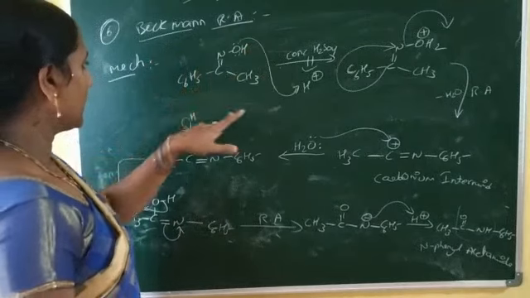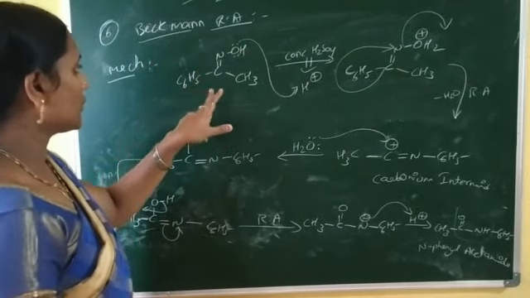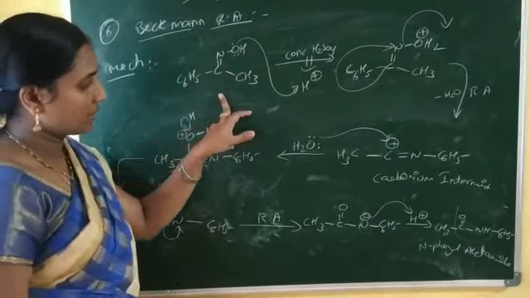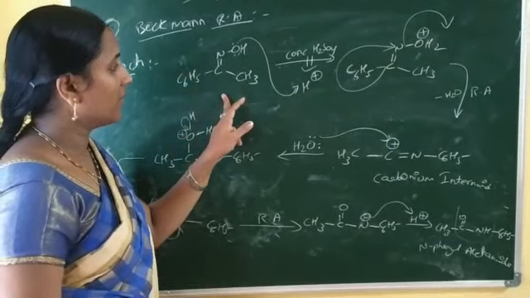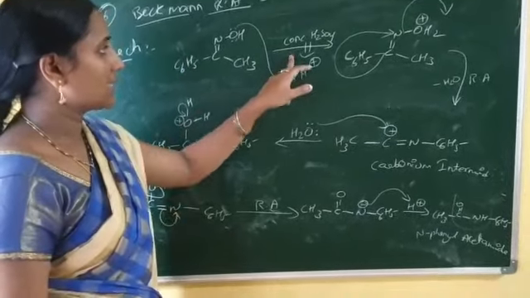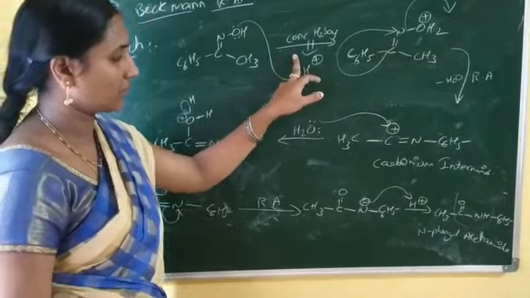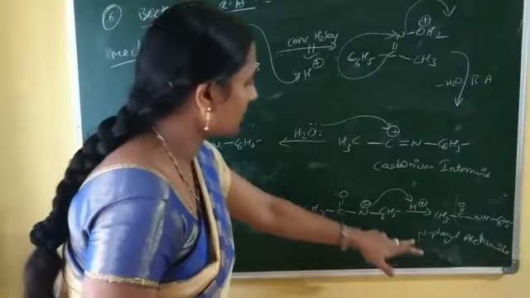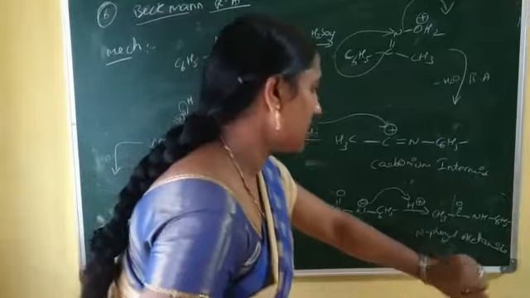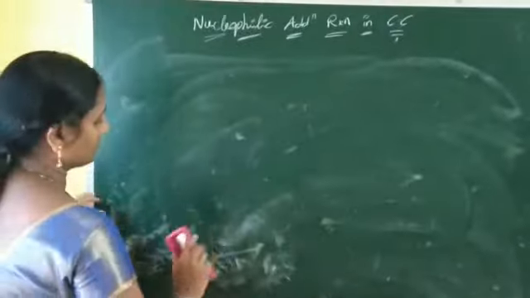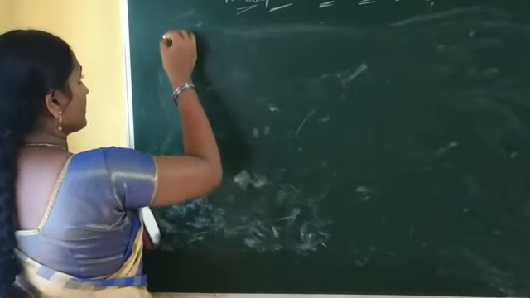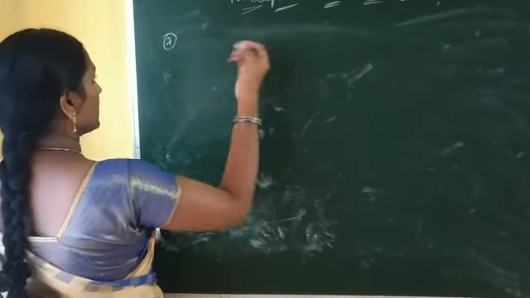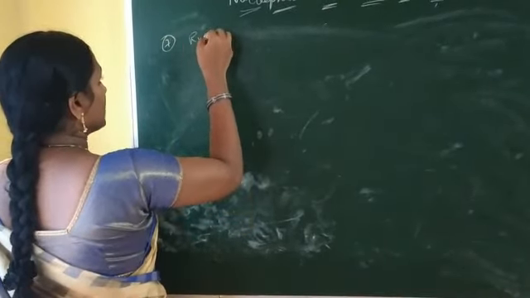In the Beckmann rearrangement, the reactant is acetophenone oxime. The reagents of the Beckmann rearrangement are PCl5 and SOCl2 in the presence of concentrated H2SO4. The product of the Beckmann rearrangement is N-phenyl acetamide. This is the seventh nucleophilic addition reaction in our syllabus.